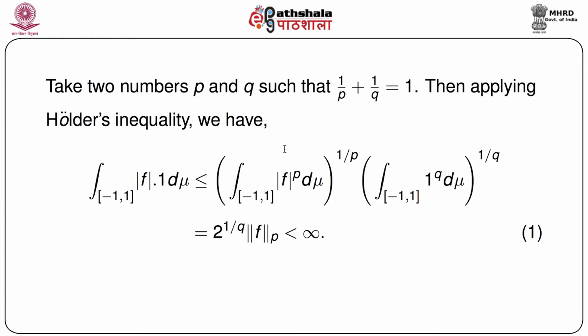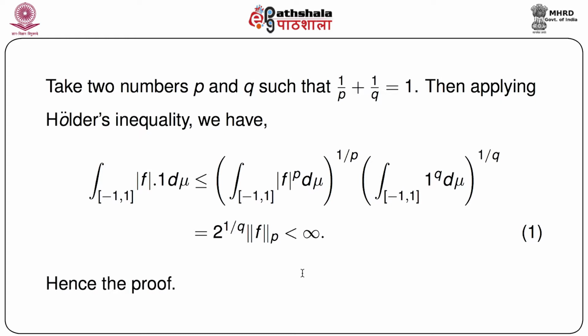This is less than or equal to, just by applying Holder's inequality, the integral over -1 to 1 of |f|^p dμ, whole to the power 1/p, times the integral from -1 to 1 of 1^q dμ, whole to the power 1/q. Now again, we can immediately see that from the second term on the right side, this is nothing but 2 to the power 1/q, because this integral is just 2. The first term is nothing but the pth norm of f, and this is of course less than infinity by the given condition.